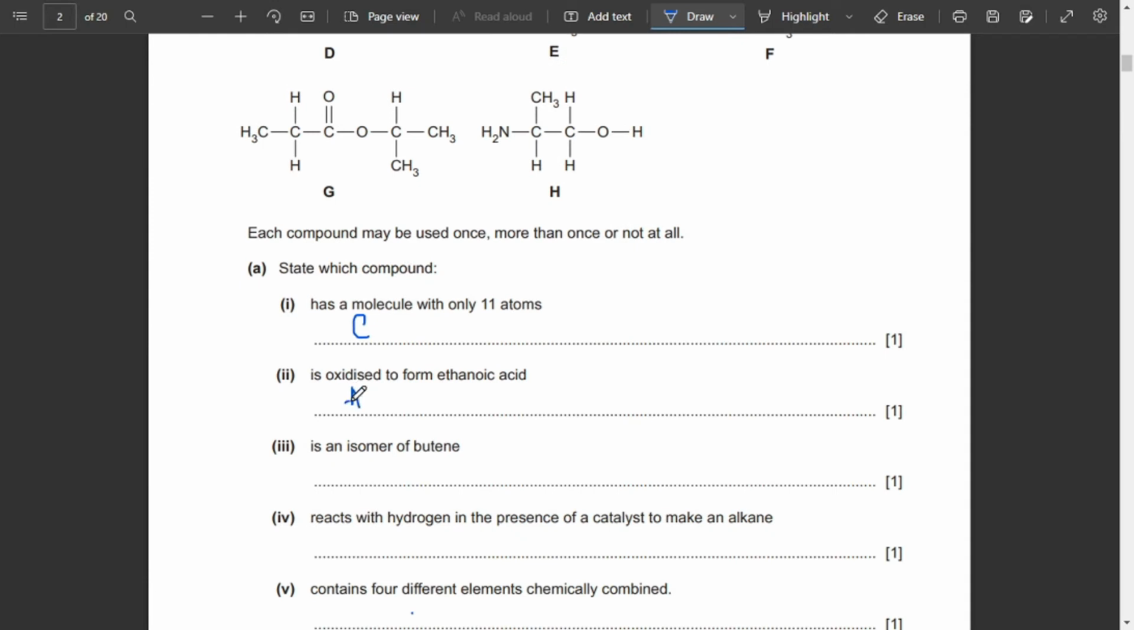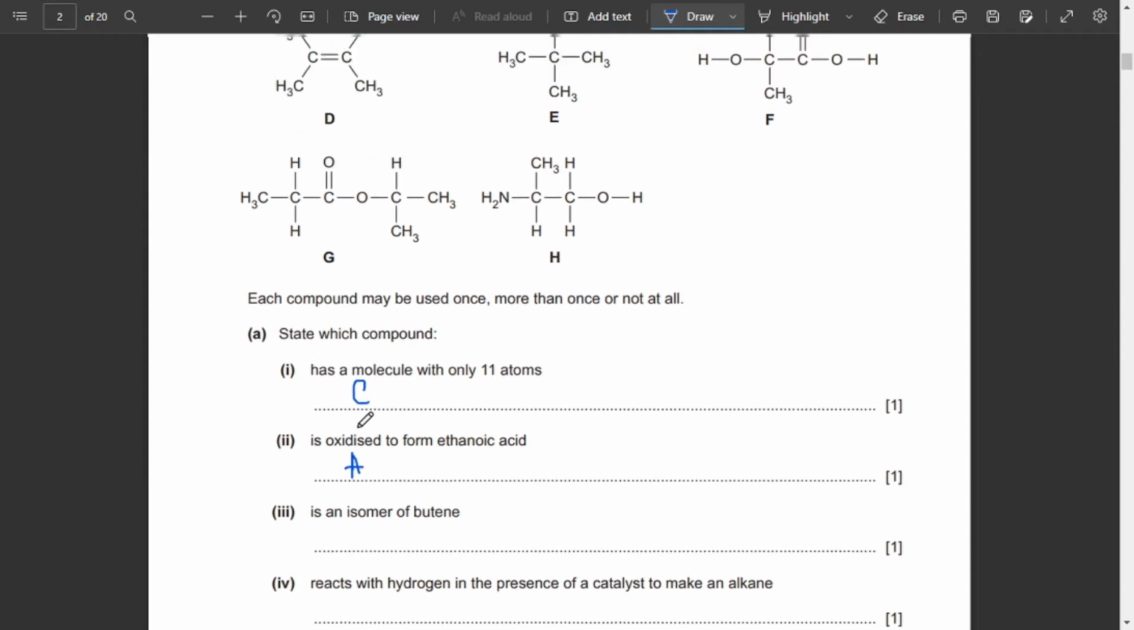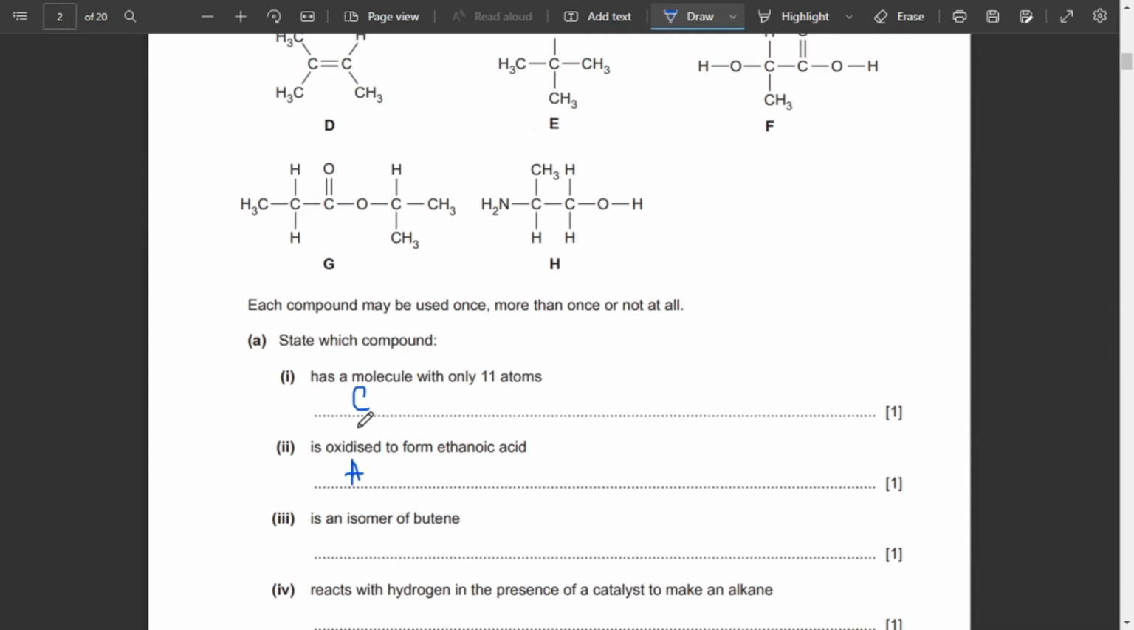Moving on to part 3, which says it's an isomer of butene. Butene means four carbon atoms. You need to make sure that we are talking about butene of four carbon atoms, as well as butene is an alkene. So we'll only have carbon and hydrogen atoms in it, nothing else. Let's go into the options and see.